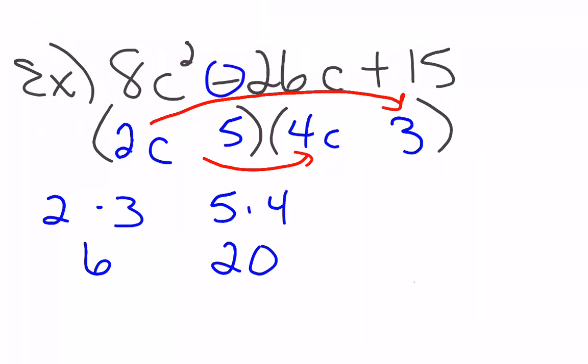However, don't forget the negative. So what signs are they? Well, it's negatives in here. So what is our final answer? 2c minus 5 times 4c minus 3. And there's our factoring.